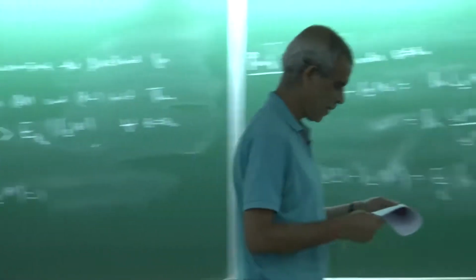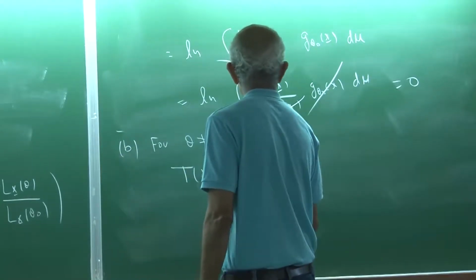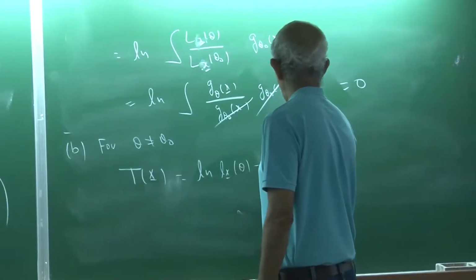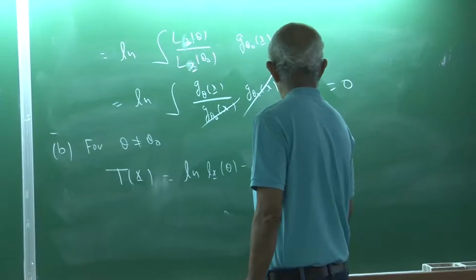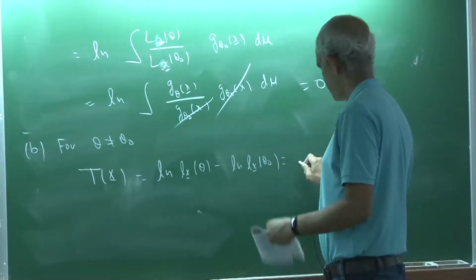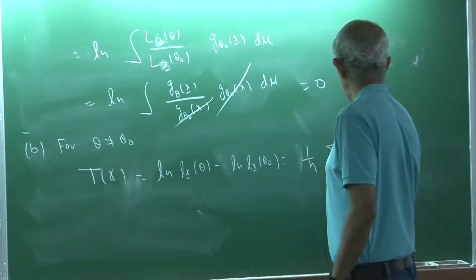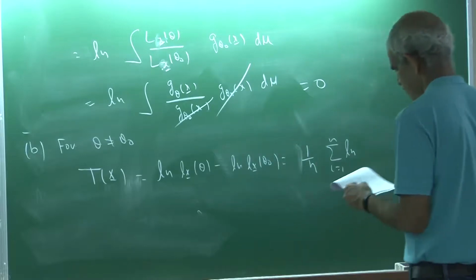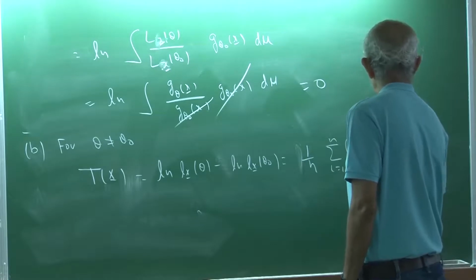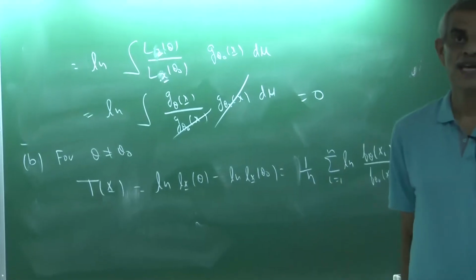So for theta naught, let us consider Tx, which is log Lx theta minus log of Lx theta naught. This was the product over i equal to 1 to n of the joint density, so this whole thing can be written as 1 upon n, summation i equal to 1 to n, log of f theta xi by f theta naught xi. Right? Because Lx theta was the product over i equal to 1 to n of f theta xi.